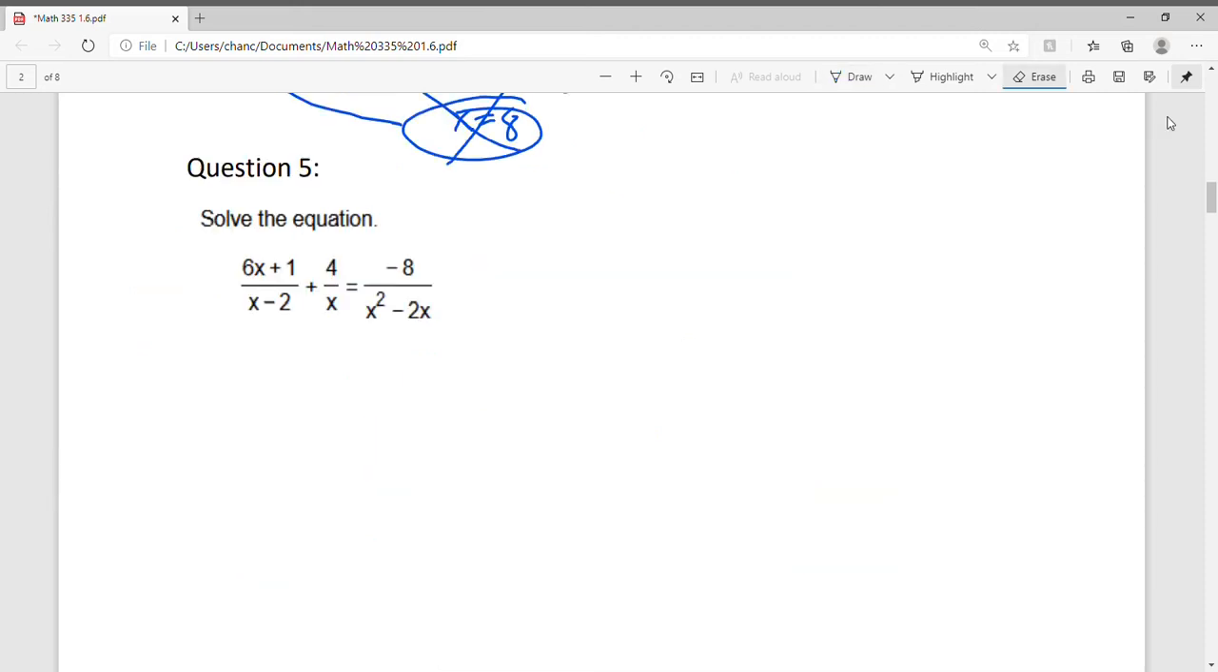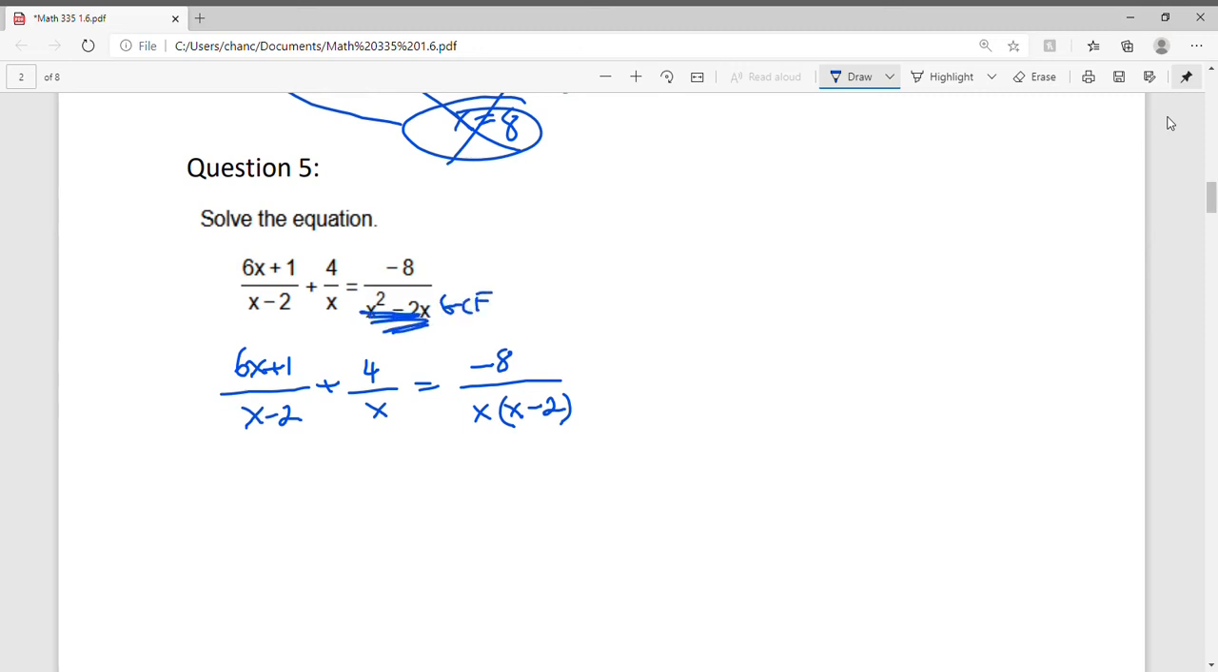Question number 5. Before we start the question, let's factor out the denominator. We have 6x plus 1 over x minus 2 plus 4 over x equals negative 8 divided by x times x minus 2. We use the GCF method for the denominator here. Now what's our LCD? Our LCD is going to be every piece of the denominator. And so we have x minus 2, x, and we don't need to repeat our terms, so this is it.